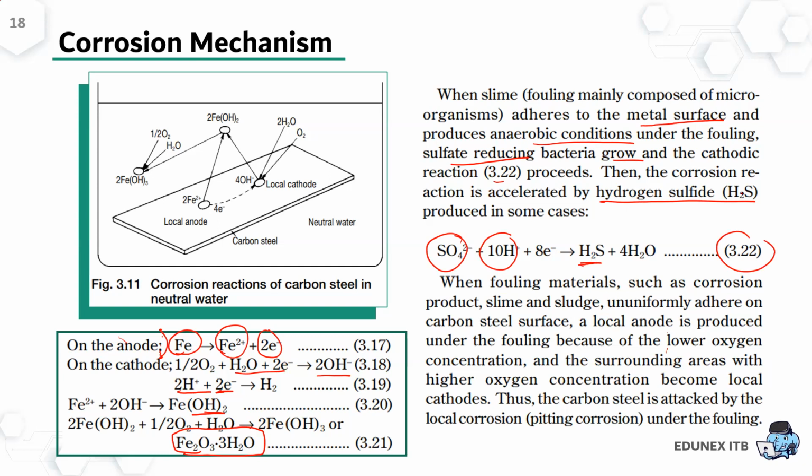When fouling materials such as corrosion products, slime and sludge uniformly adhere on the carbon steel surface, a local anode is produced under the fouling because of the lower oxygen concentration, and the surrounding areas with higher oxygen concentration become local cathodes. Thus the carbon steel is attacked by local corrosion, or pitting corrosion, under the fouling. That's why, in order to mitigate these issues, we have several strategies that can be conducted.